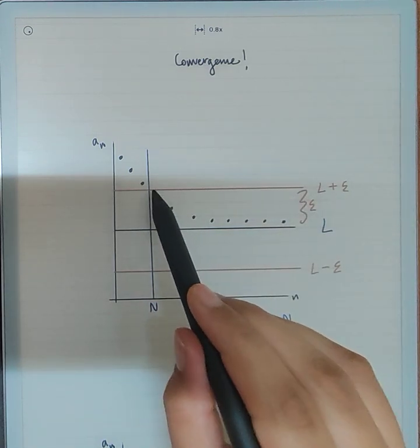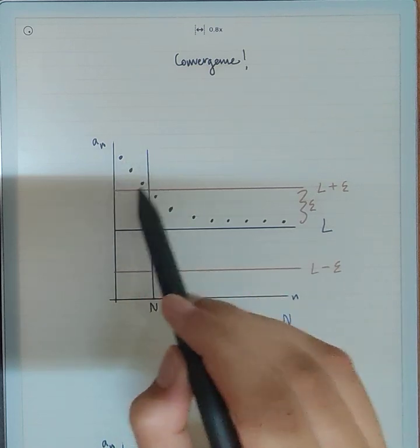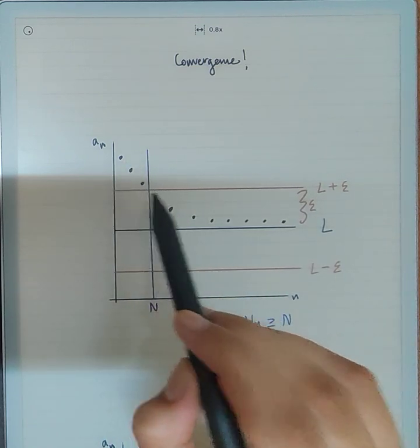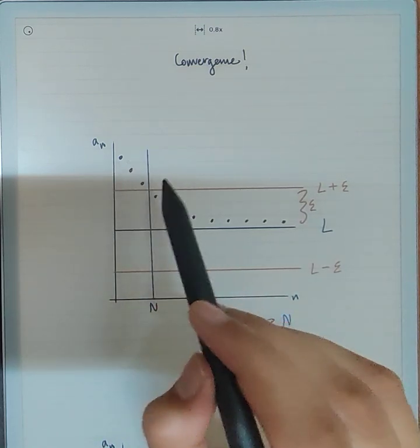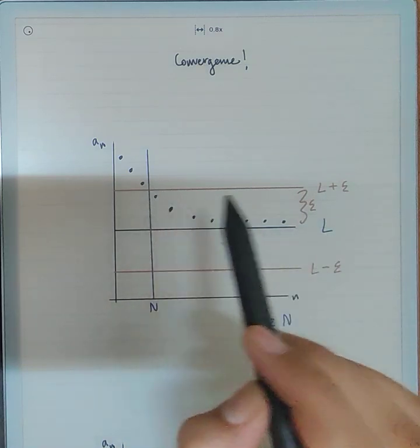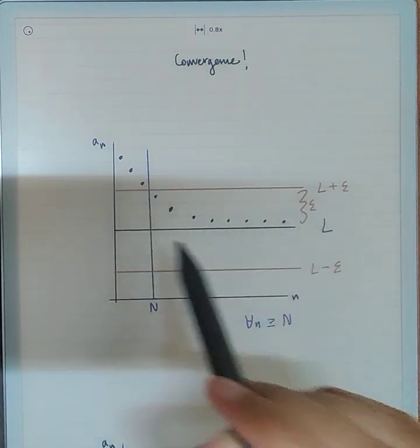Also note that we are not concerned with the values that come before n. They could either fall within the sequence or they could fall outside of it. We are only looking at the values that come after n.